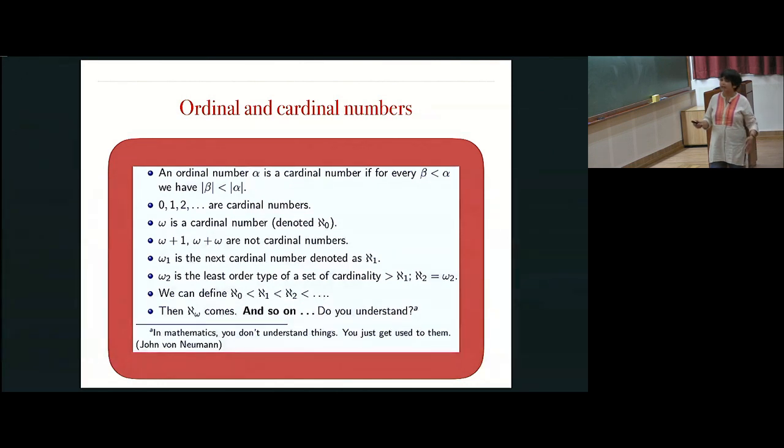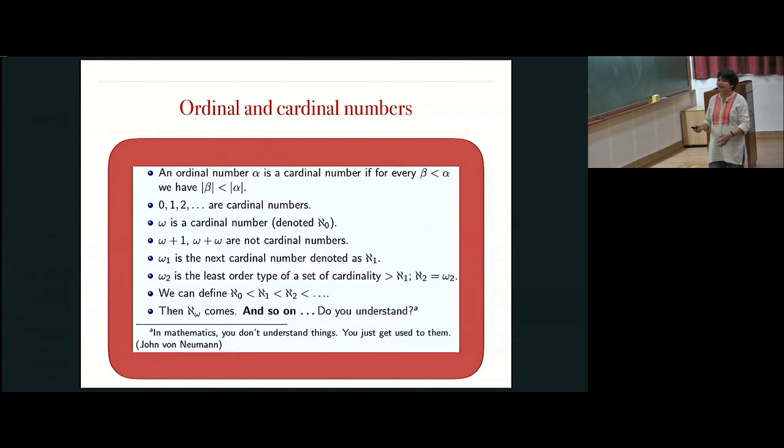All numbers less than omega. Then omega plus 1, omega plus omega, these are not cardinal numbers but ordinal numbers. So omega 1 is the next cardinal number, denoted as Aleph 1. And then omega 2 is the least order type of a set of cardinality greater than Aleph 1, and so on and so forth.